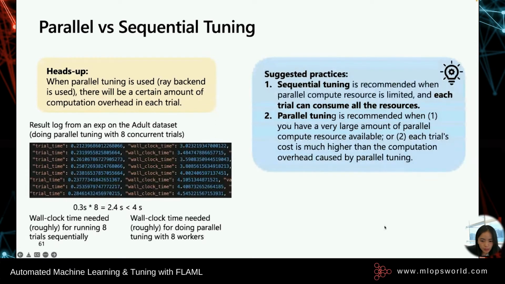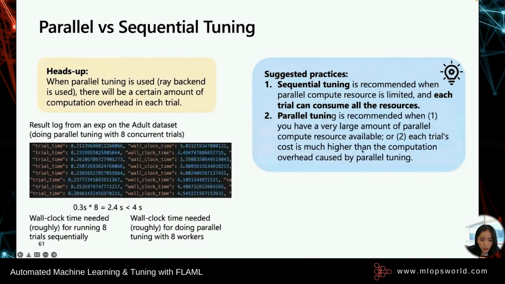Because of this computation overhead, we have the following suggested practice. First, when you only have very limited parallel compute resource and each trial can consume all the resource, sequential tuning is recommended. Essentially, when you can consume all your available computation resource with sequential tuning, there is no need to pay the computation overhead needed for parallel tuning.